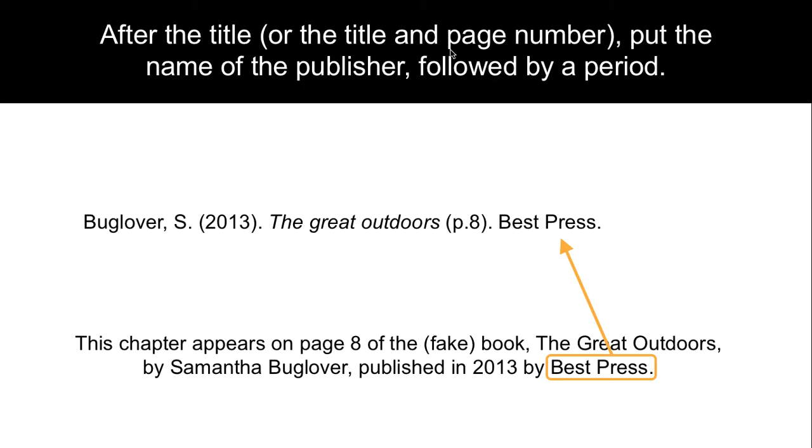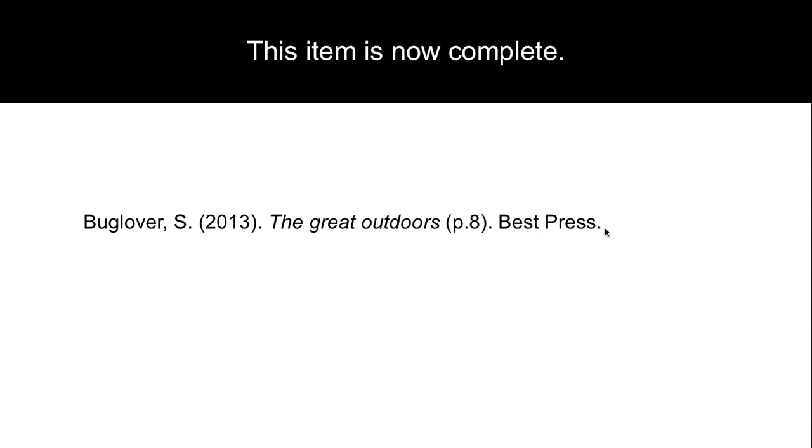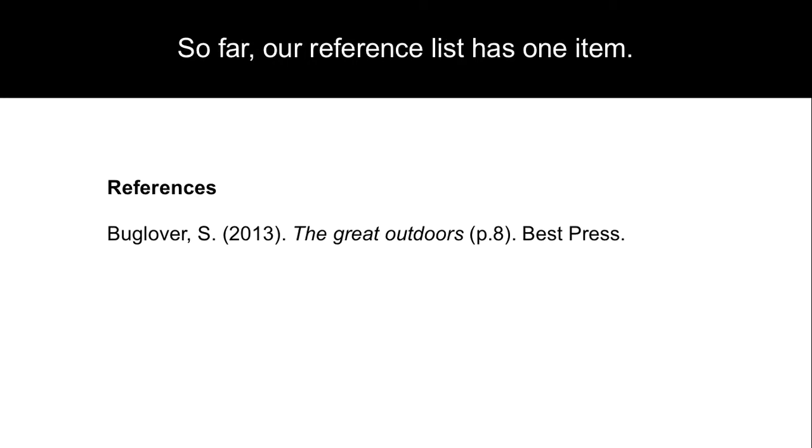After the title or the title and page number, put the name of the publisher followed by a period. So Buglover, comma, S, period, 2013, in parentheses, period, The Great Outdoors, in parentheses, page 8, period, Best Press, period. This item is now complete. There. This is an APA-style reference in your bibliography, your reference list, for a book. So far, our reference list has one item.